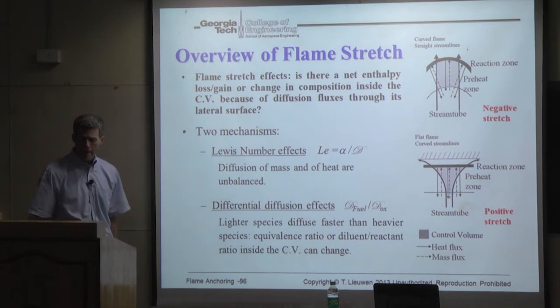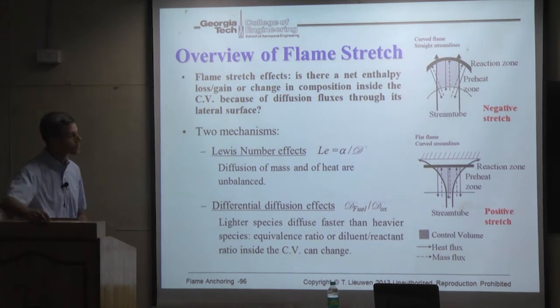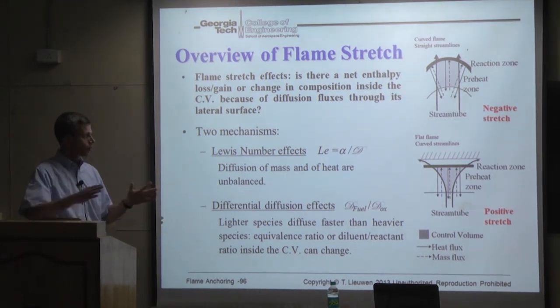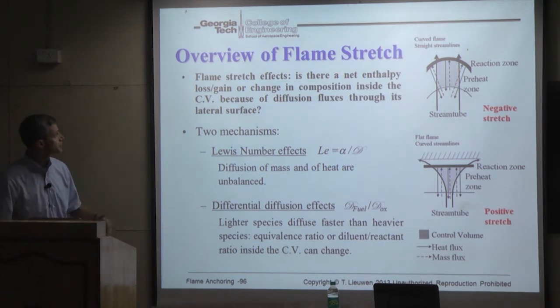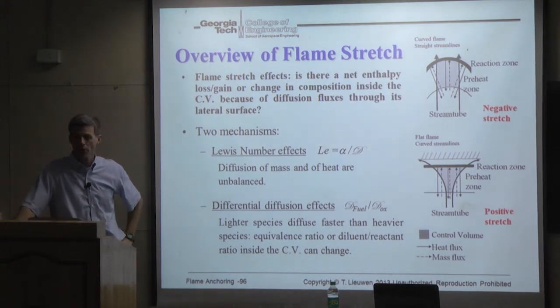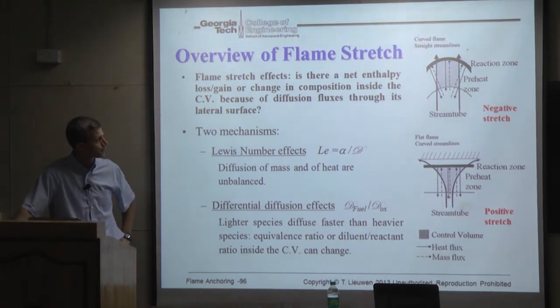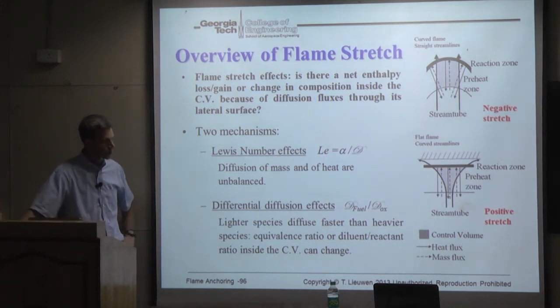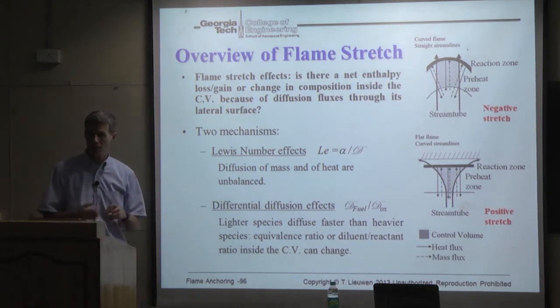And so really the major question here is that the mechanism through which curvature or flow inhomogeneities can impact burning velocities and flame temperatures is if there is a net enthalpy loss or gain inside your control volume, or if there's a change in composition inside of the control volume because of diffusive fluxes through those lateral surfaces. All right? So in other words, if I'm losing more energy through the side walls of my stream tube than I'm gaining, then I'm going to be losing enthalpy flux.